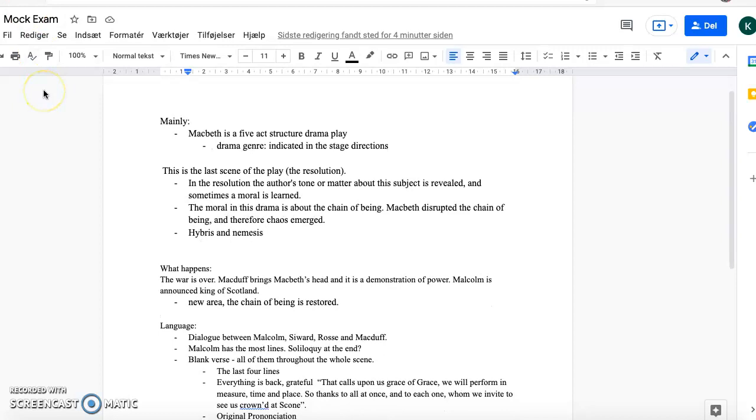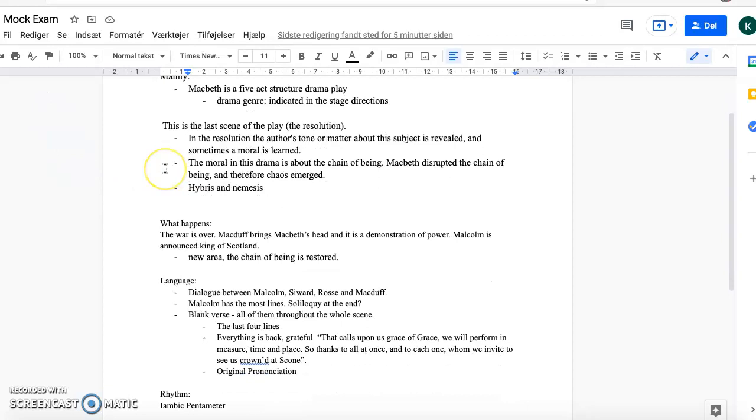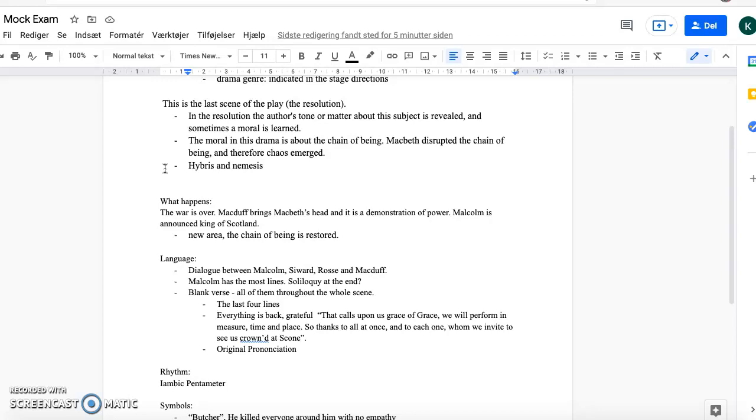So the war is over, and Macduff, who has killed Macbeth, brings Macbeth's head in his hand back to the castle, and this is a demonstration of power. Also, Malcolm is now announced the King of Scotland, and in this scene he talks about how a new era will begin and how the chain of being will be restored, which leads me to the language of the play.